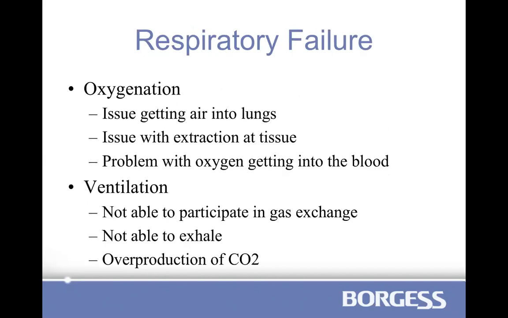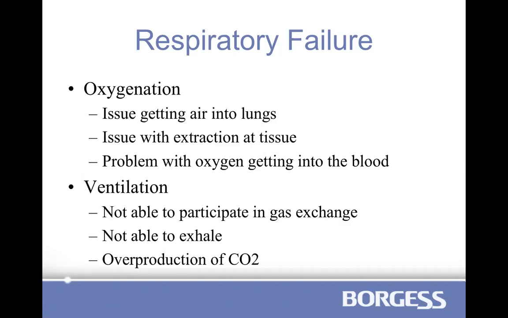The need for mechanical ventilation, or respiratory failure, can be one of two problems: either an oxygenation problem or a ventilation problem. Oxygenation is basically where there is a challenge of getting oxygen into the lungs or oxygen into the blood. Ventilation is either you have increased dead space and you're not able to participate in gas exchange, or you're just not able to exhale, or there's an overproduction of CO2 based on a metabolic cause. Those are things that also have to be fixed while the ventilator can assist you with them.